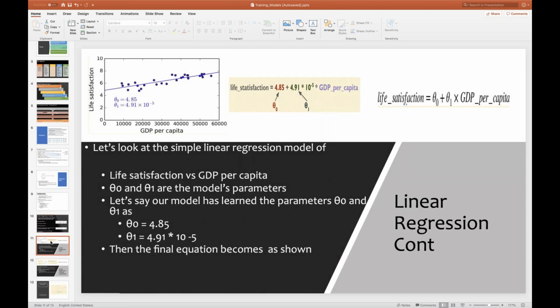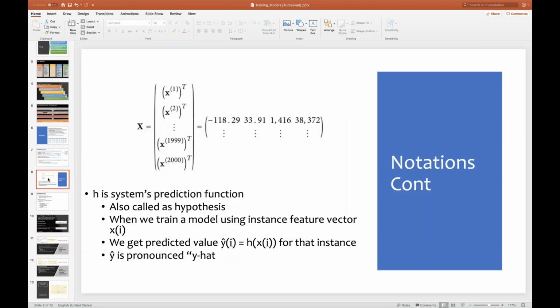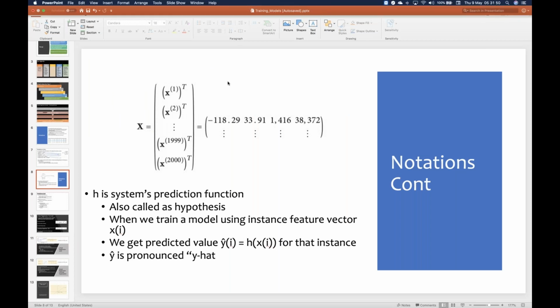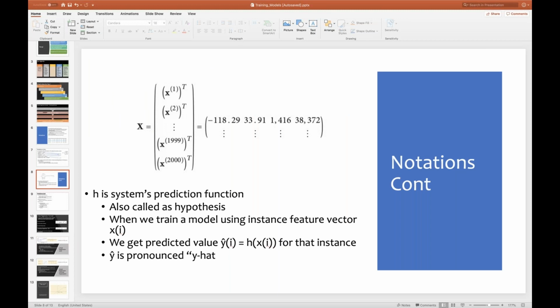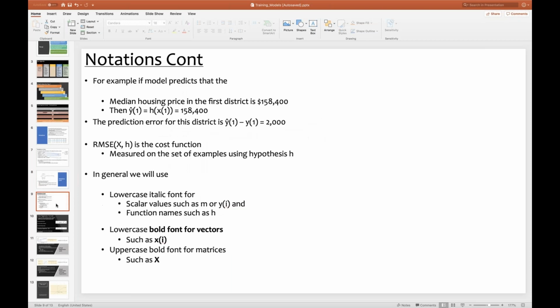Okay. Now, hope you understood what is X, what is X of i, and what is y. H and y we are going to talk about in more detail in the next few minutes, so don't worry about it. You only need to understand X and X of i. X is a matrix. X of i is a label vector. That's it.